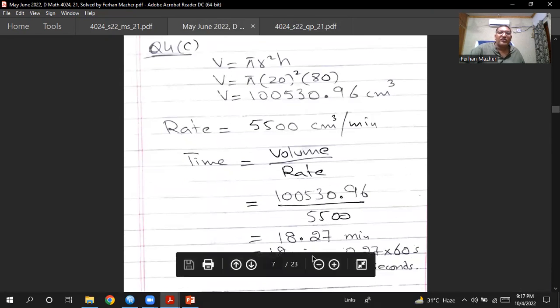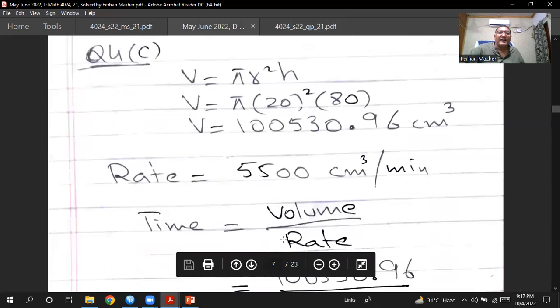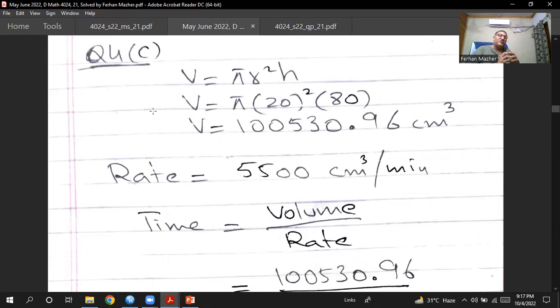On your screen it is showing up, the formula for the volume: volume is equal to pi r square h. So volume will be equal to pi multiplied by 20 square multiplied by 80, and when you enter these values in your calculator, you get 100,530.96 centimeter cube. The rate of the water which is filling that cylinder is 5,500 centimeter cube per minute.